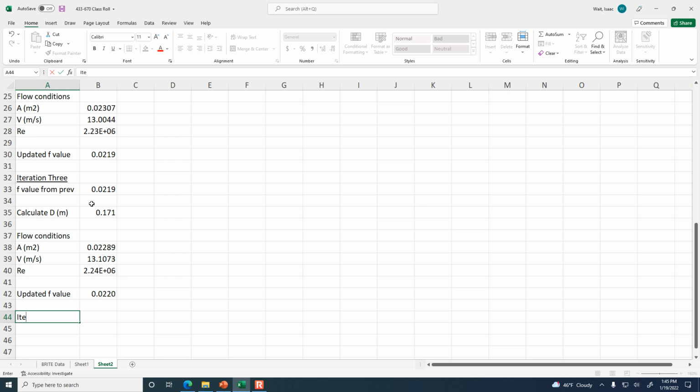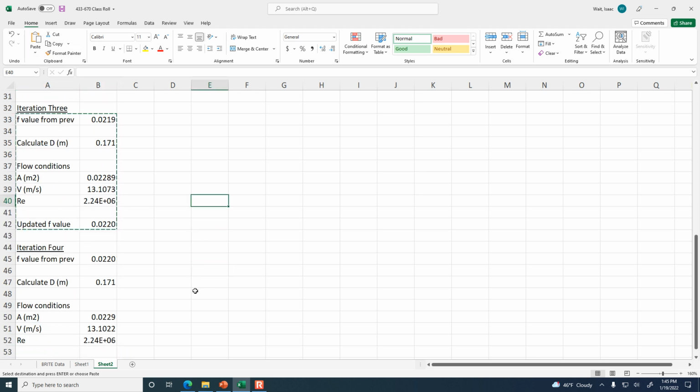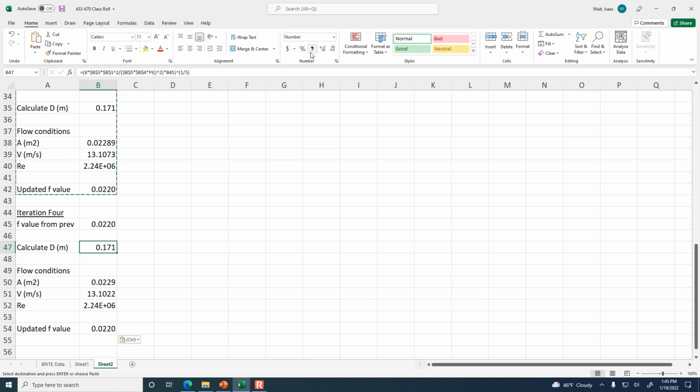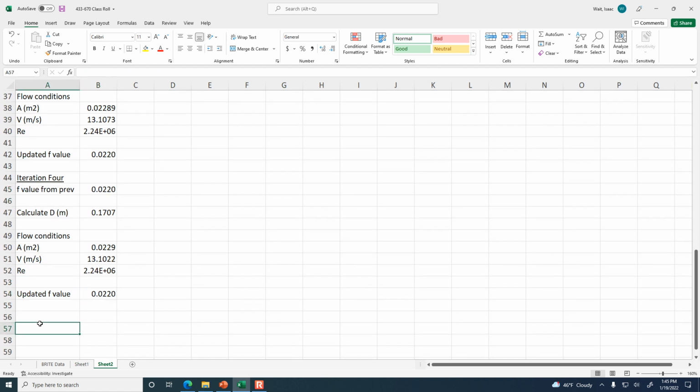So just for kicks, let me do a fourth iteration, even though we've basically got our answer. I'm going to say iteration 4, because at this point, all I have to do is copy and paste. It's no extra work on my part. I'm just highlighting this, copy and paste, and now it's not really changing at all. The diameter here, 0.1707, is the same as what we'd gotten in the previous iteration. The f value in and the f value out is the same. And so our final answer, the required pipe diameter, is 0.1707 meters.